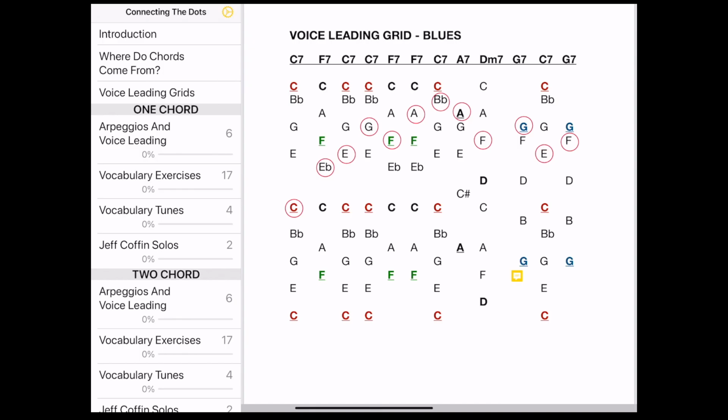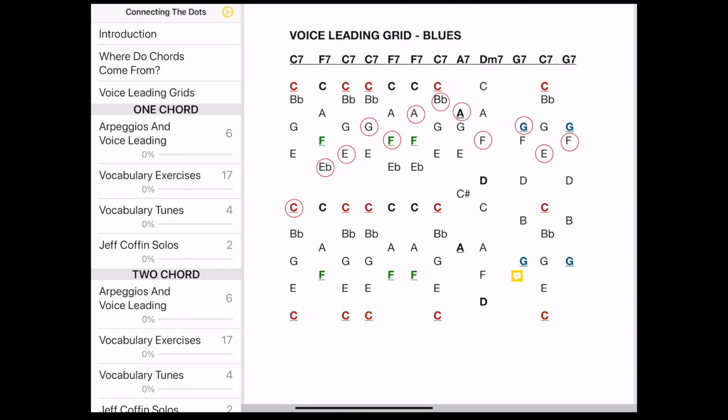So from that C, I could either go up or down. I don't want a common tone. So I could either go down to the A, or I could have gone up to the E flat. I chose to go to the E flat. From the E flat, I could have gone down to the C again, or up to the E. I chose to go to the E.